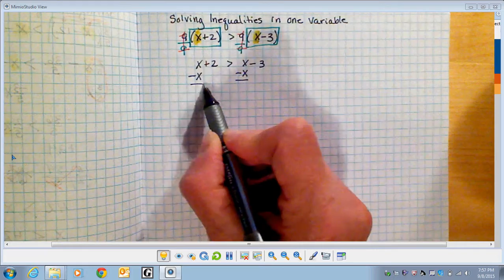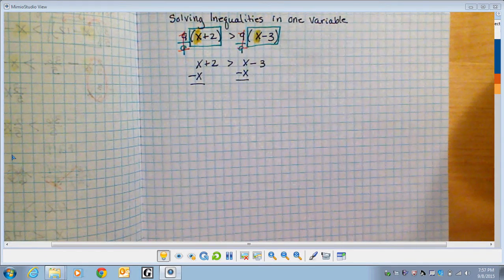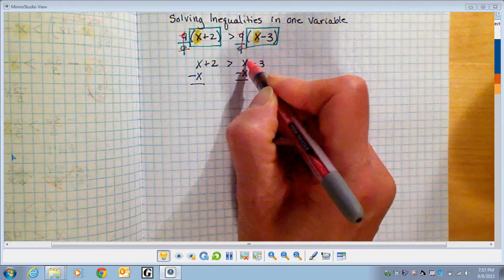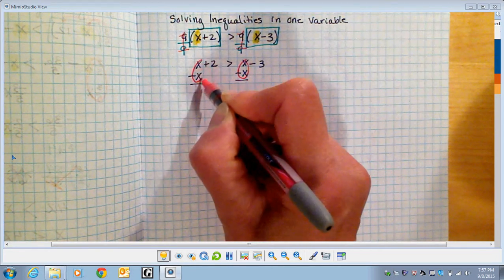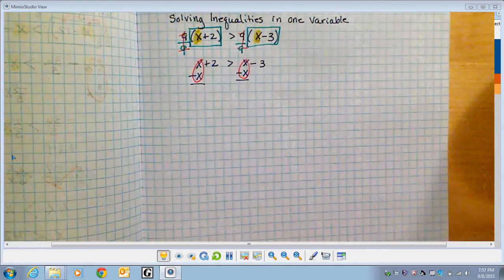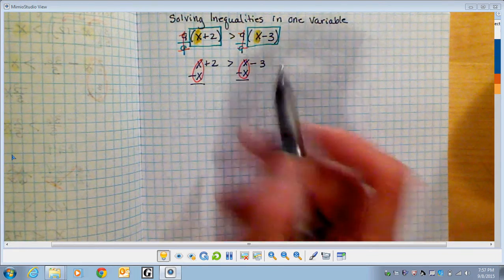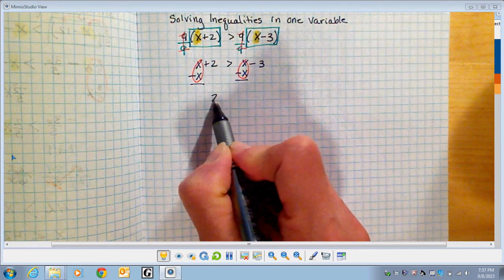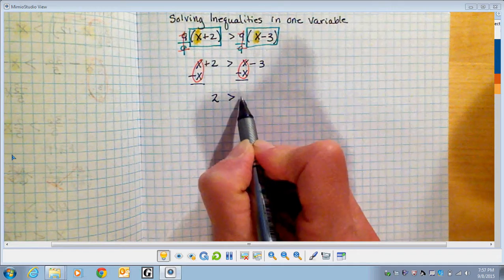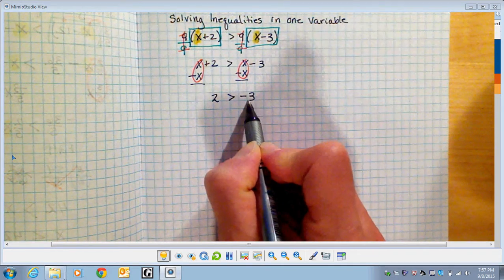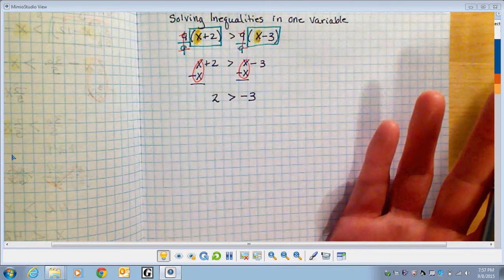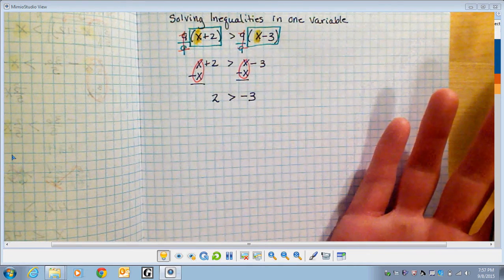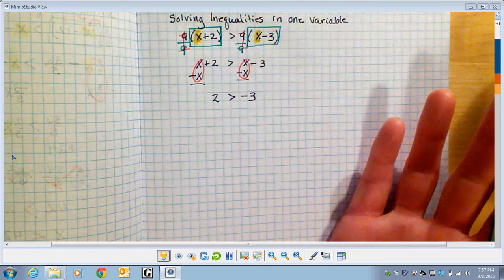So when I do that, I find that something weird happens. x minus x is 0. x minus x is 0. So then that leaves me with 2 is greater than negative 3. Well, I'm like, what the heck? What just happened? I don't even have any x's anymore. And the answer is that's okay.